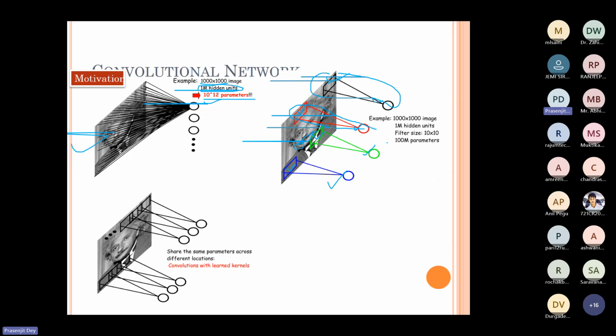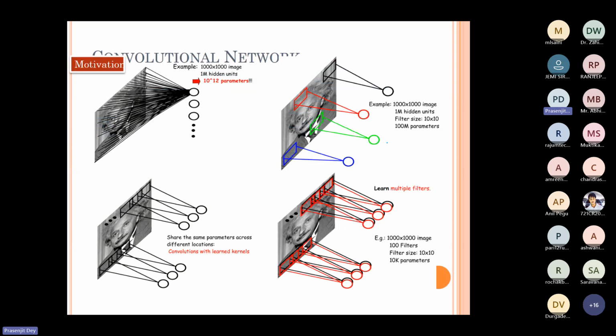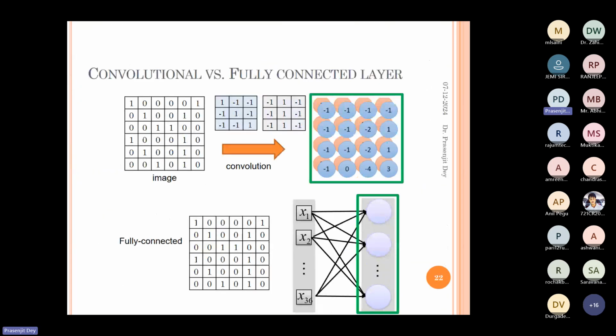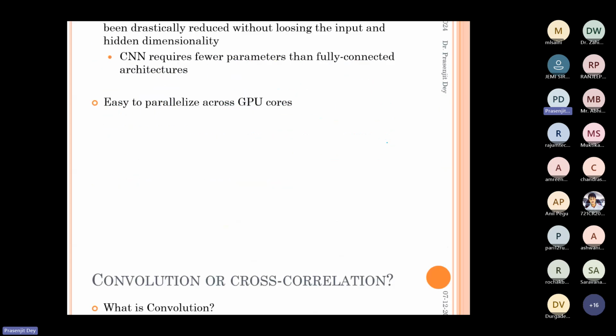So CNNs are very good. They can easily be used by GPU systems. Parallel processing is a lot easier, which may not be possible with normal feed-forward neural networks. So that was another advantage. So it can leverage the GPU benefits.